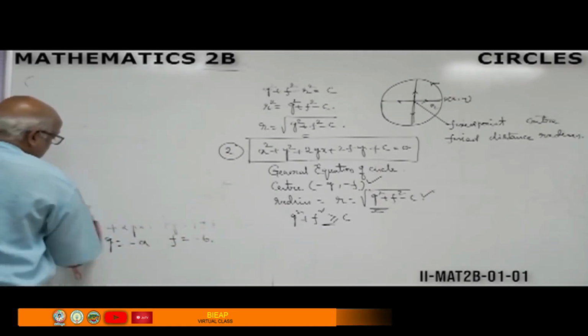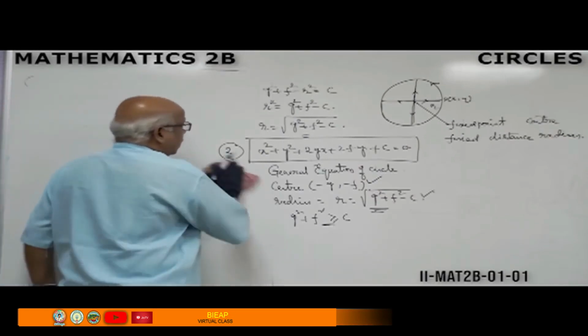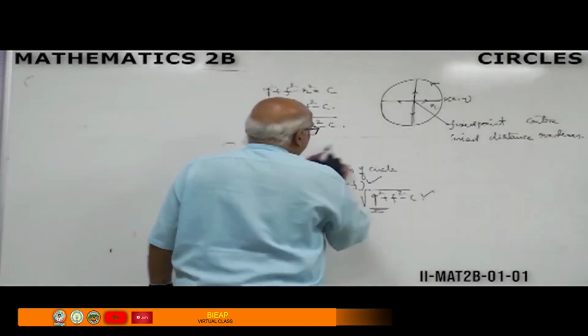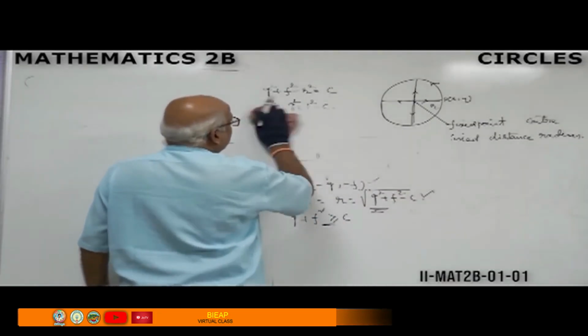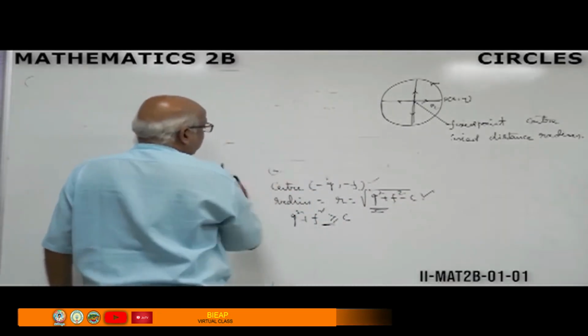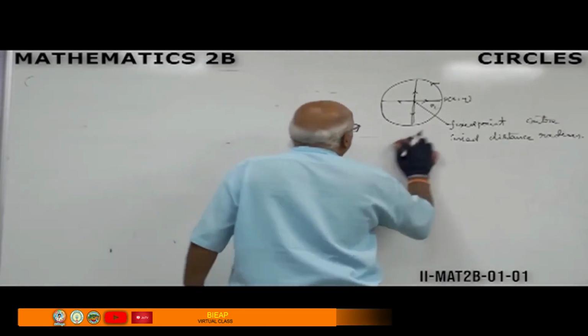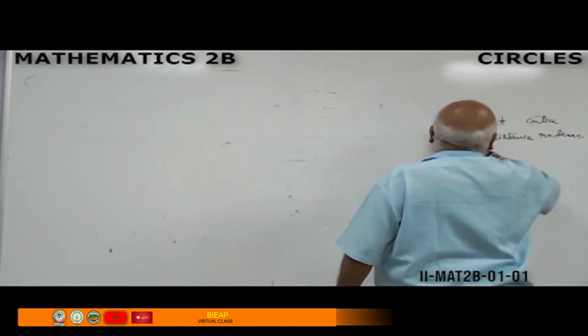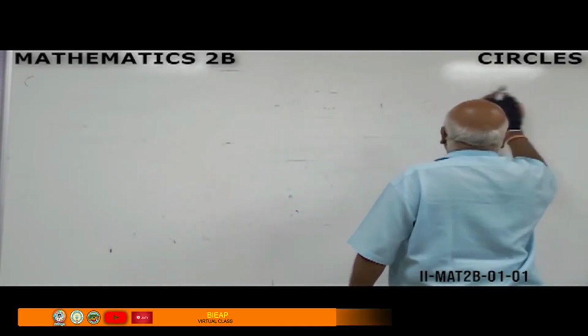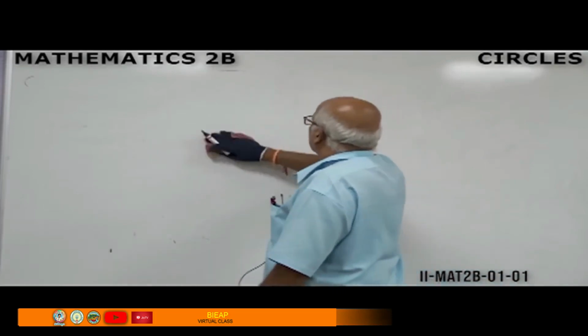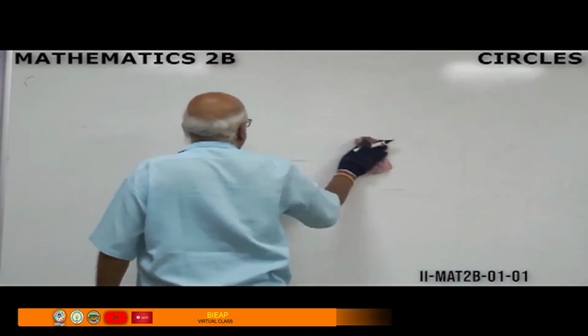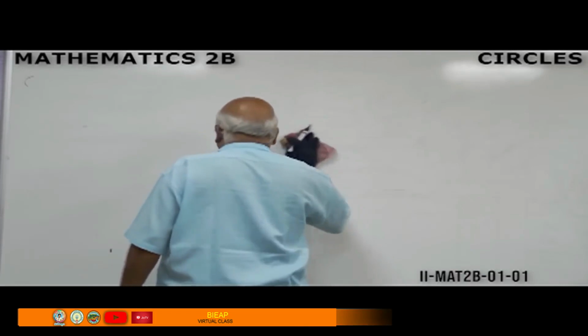Come on, let us take up the third formula, that is the equation of the circle whose extremities of diameter are given. Equation of the circle whose extremities of diameter are given.